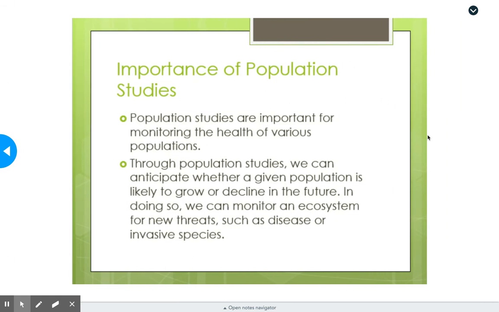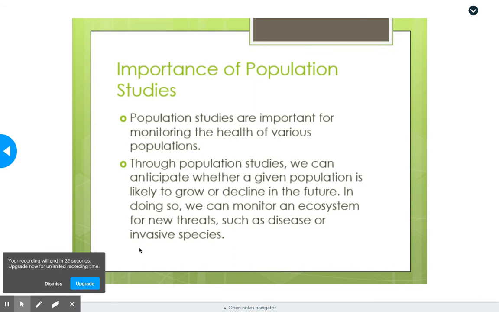And population studies are really important because they monitor the health of various populations. So through population studies, we can anticipate if a given population is likely to grow or decline in the future. And remember, population has a big impact on ecosystems. And so it's super important that we understand how populations are doing because it impacts the entire ecosystem.